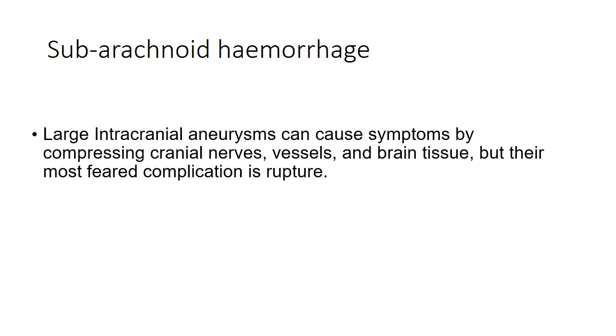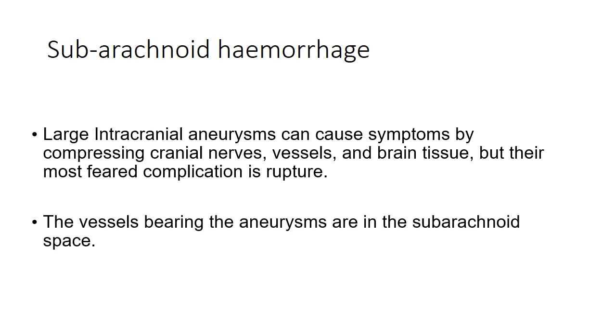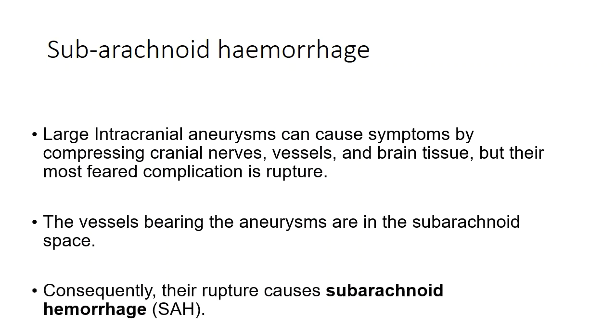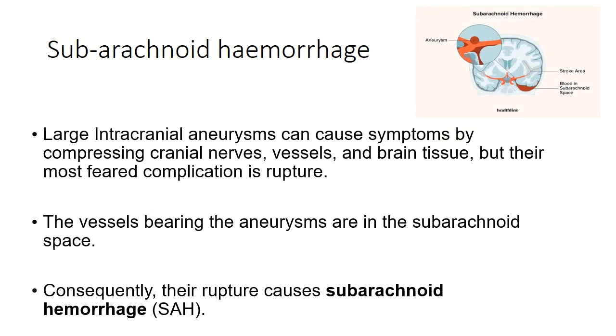So now coming to subarachnoid hemorrhage. Large intracranial aneurysms can cause symptoms by compressing the cranial nerves, vessels, and brain tissue, but the most feared complication is the rupture. The vessels bearing the aneurysms are basically in the subarachnoid space, and consequently their rupture causes subarachnoid hemorrhage. As you can see in the picture given alongside, there is an aneurysm which has ruptured into the subarachnoid space.